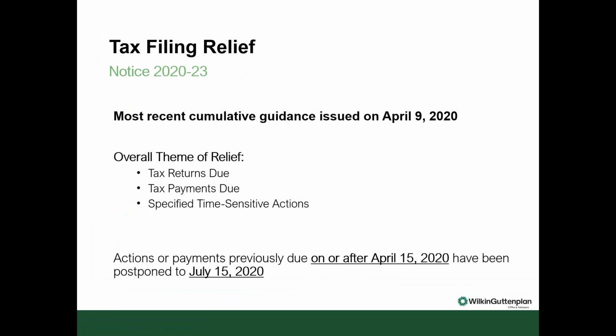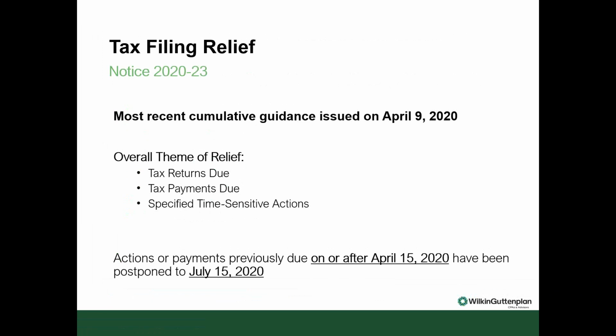So what is the relief that's been given? The most recent relief came out on April 9th, 2020, and that was Notice 2020-23. There were earlier versions of this relief that were more limited, so you want to make sure that you're looking at the most current one, the above notice, which is the most broad. And basically the overall theme is that any tax returns or payments that were due on or after April 15th have been postponed to July 15th, 2020.